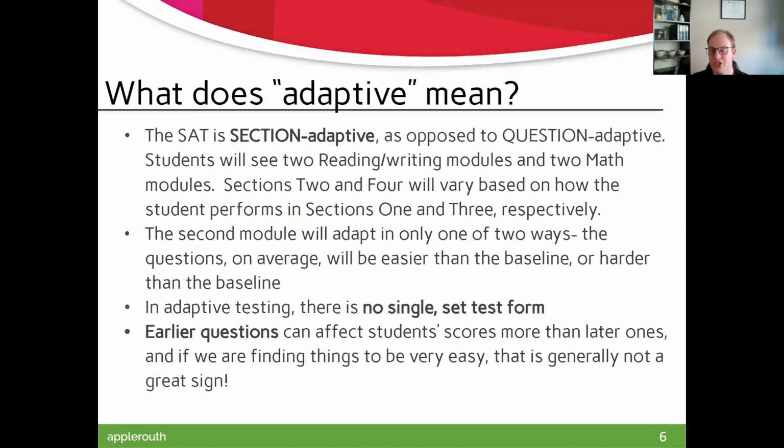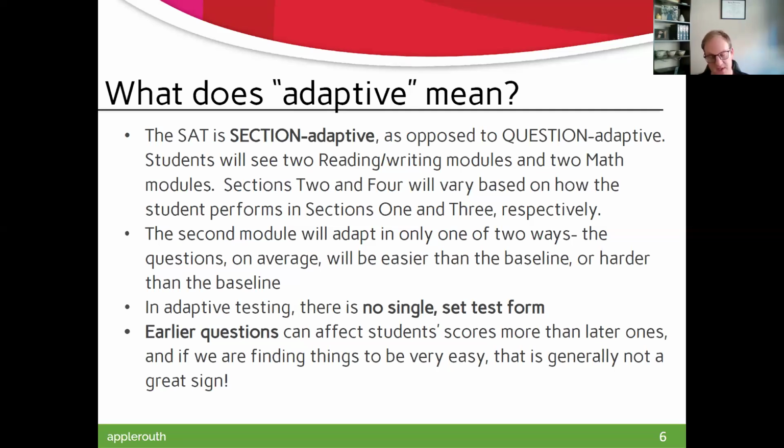This test is section adaptive, not question adaptive. What that means is you're going to see one module. So module 1 is always verbal, and we're going to look at some questions that you'll see. Depending on how you do, the second module will either be much easier or quite a bit harder. So that's significant, right? Everyone's going to see the first set form, right? Maybe questions in different order, but everyone sees a single form for module 1. But then for the adaptive section, it's going to be different.